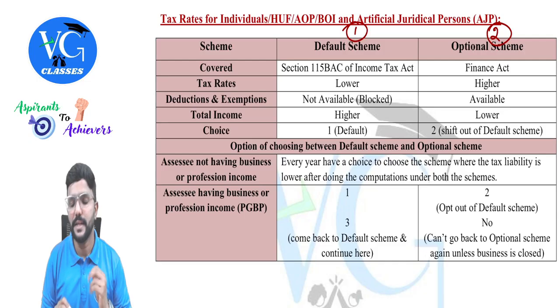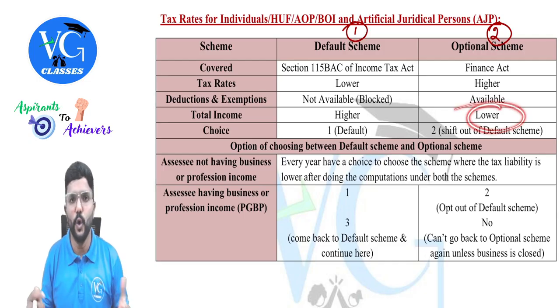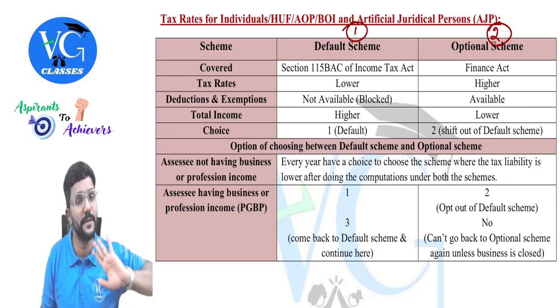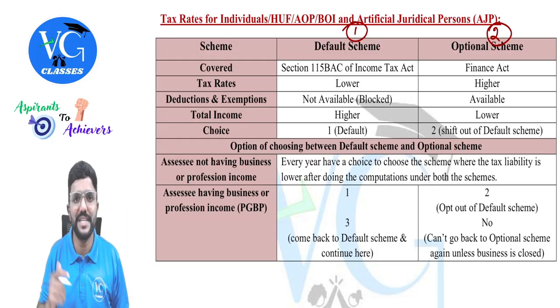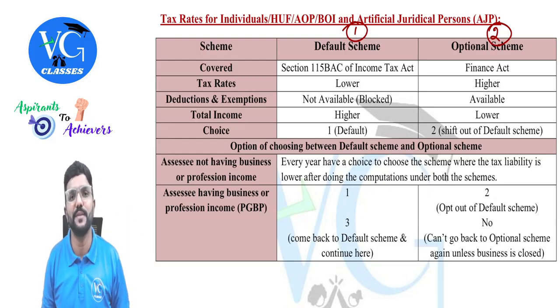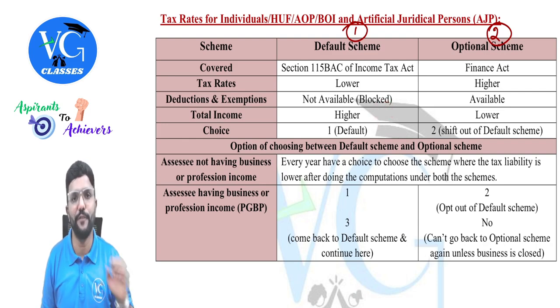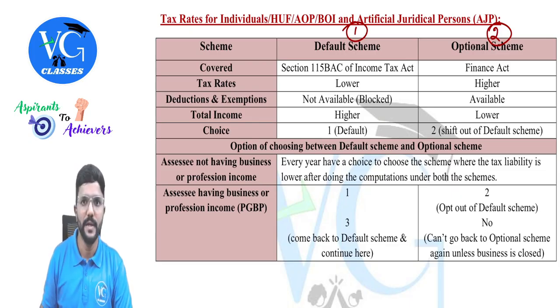Then the total income under the optional scheme will be lower. Why? Because the assessee can claim all the exemptions and deductions, provided he has satisfied the conditions given under the respective section. Whereas those deductions are not available under the default regime. So automatically the total income figure will shoot up under the default regime.